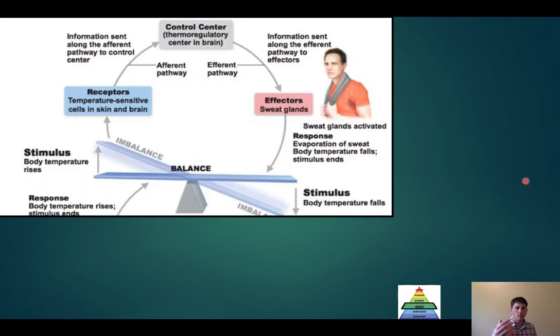So just another way to look at this, when we bring in that balance beam that we had here, and things go out of whack, right? So our body temperature goes up. Our receptors, temperature sensitive cells in the skin and the brain, then send a signal along our afferent pathway to our control center in our brain. Control center says, whoop, out of balance, cool it off, bring that body temperature down. And so we send a signal to our sweat glands. Our sweat glands release water to the surface of our skin, and it's evaporated, and that body temperature is brought back to normal.